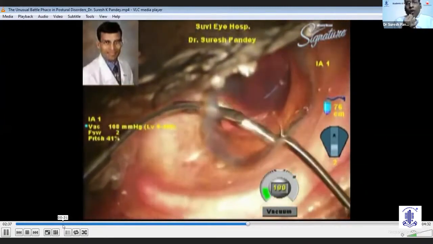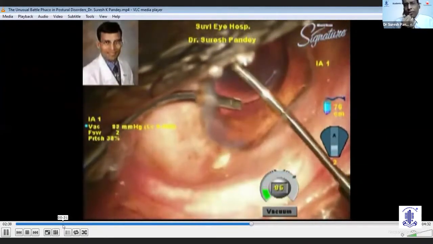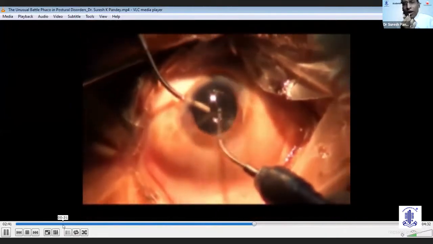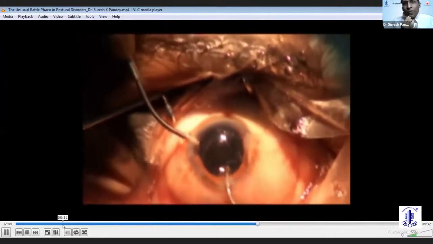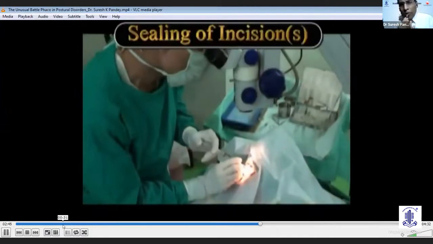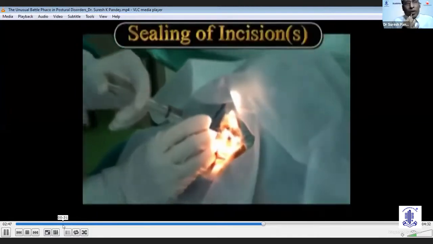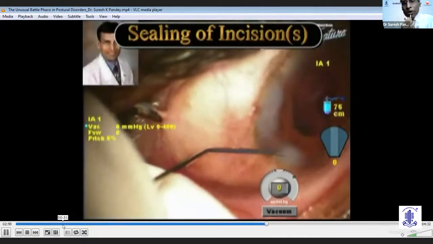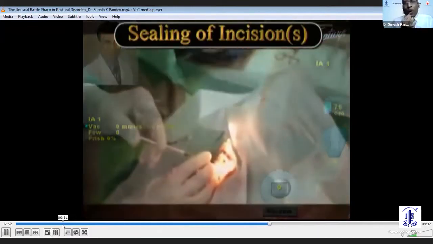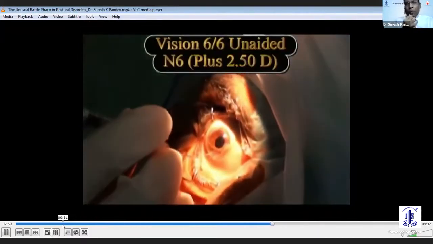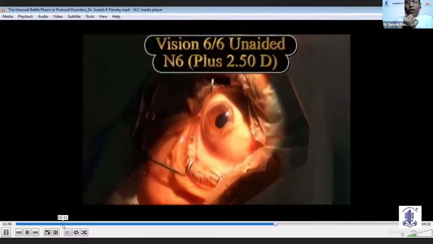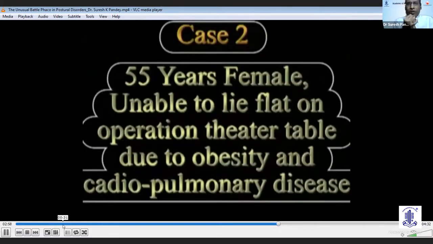Once the surgery was done, we were lucky that there were no complications, and the case went very well. The patient regained 6/6 unaided vision, and with a plus 2.5 addition, the near vision was perfect.